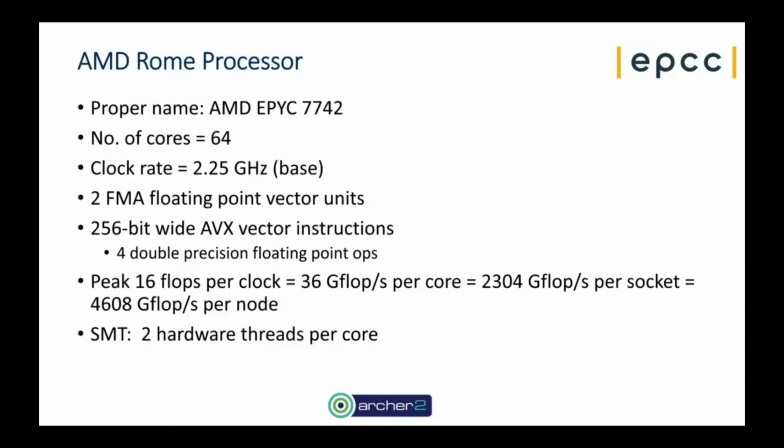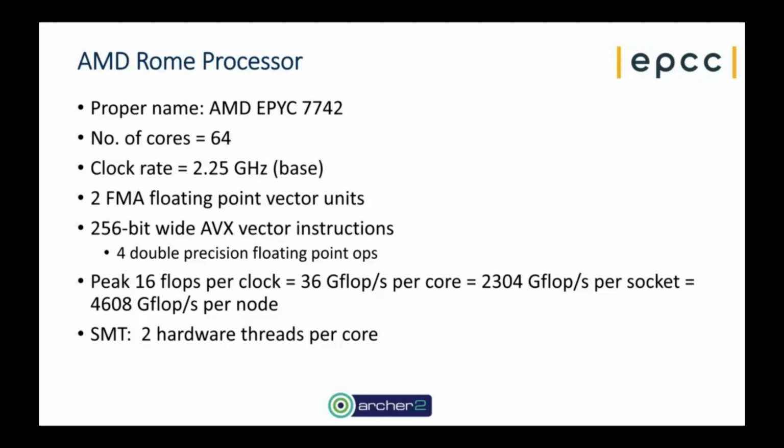But of course, that depends on your code being able to vectorize, and it depends on your code having multiplies and adds in similar places in the application that can exploit that. So not all applications will get to that performance level. So theoretically, each processor can do about 2.3 teraflops, tera floating point operations per second, and each node can do about 4.6 teraflops.